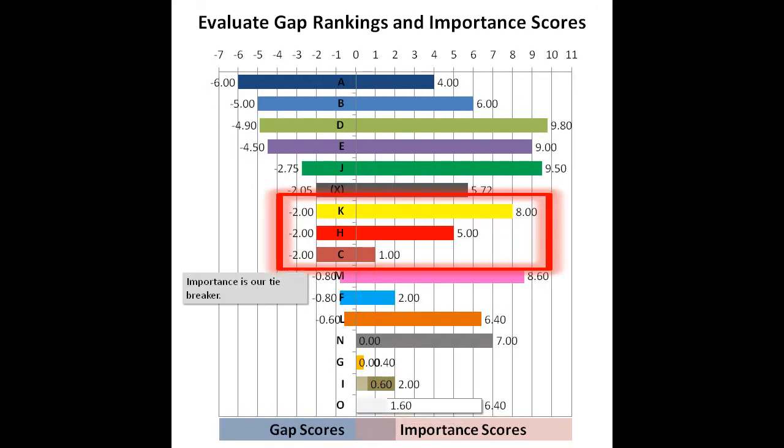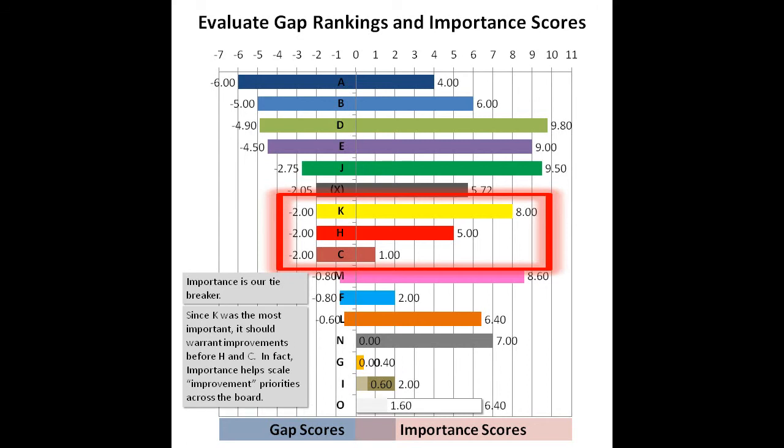Well, let's not forget the original importance scores. You can see K had an 8.0 for the average importance score, whereas C had a 1.0. I don't want to discount the original importance scores because I think those should weigh heavily into the equation, and that's why I consider this the ultimate tiebreaker, and not just a tiebreaker for legitimate ties and gaps, but it also helps scale toward all improvement priorities across the board.